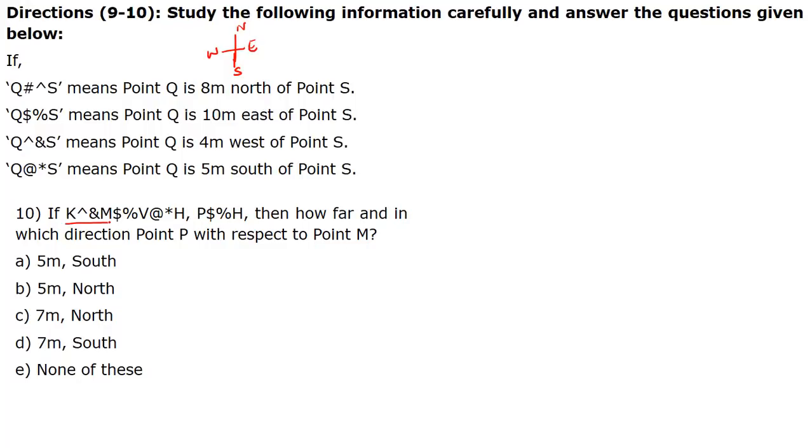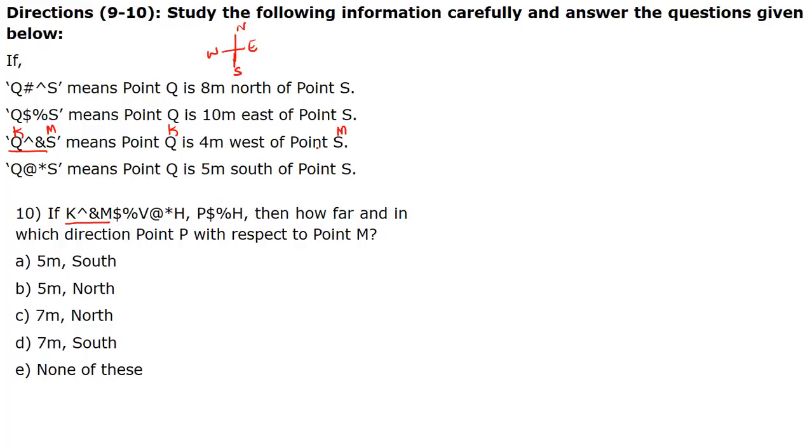So K ^ M. What does this mean? Where can you find this? Q ^ S, you can find it very similar to here. So instead of putting Q here, put K, and instead of S, you just put M. Now K ^ M becomes, instead of Q you put K, and instead of S you put M. Okay.